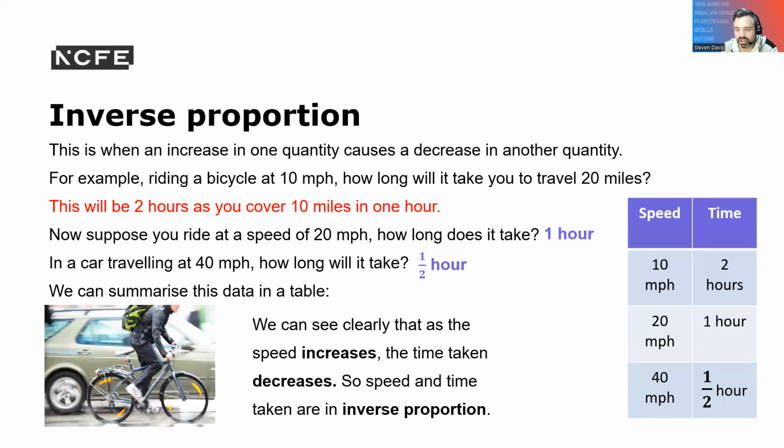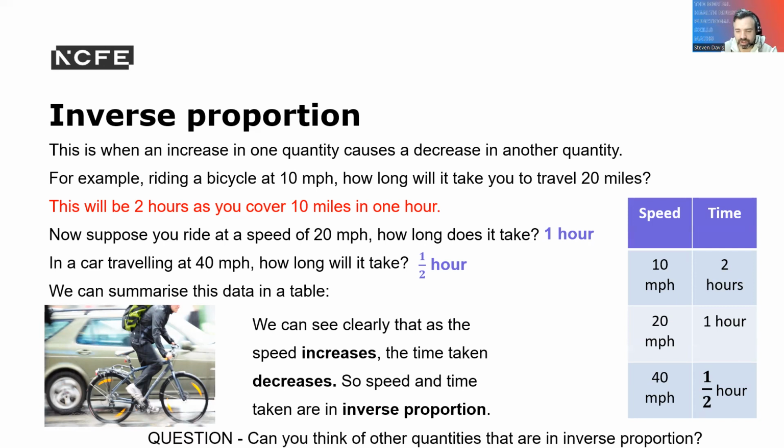So you will see clearly that as the speed increases, the time taken decreases. So speed and time taken are in reverse. And you can see the table there: 10 miles an hour is 2 hours, 20 miles an hour is 1 hour, 40 miles an hour is half an hour. So if you did yourself a little table, you could work that out quite easily, couldn't you? Can you think of other quantities that are in reverse proportions?